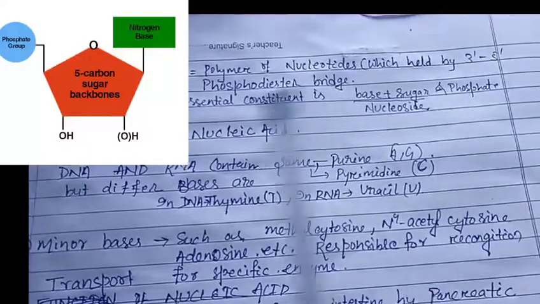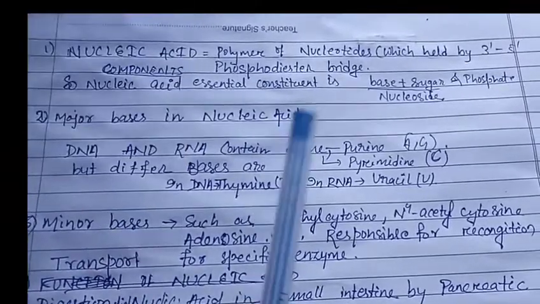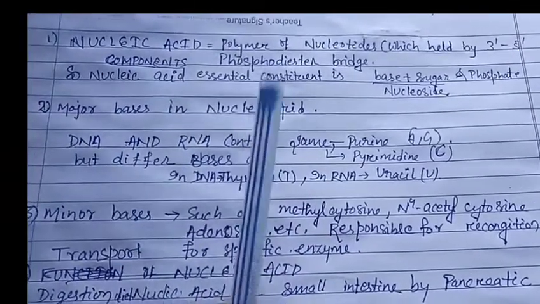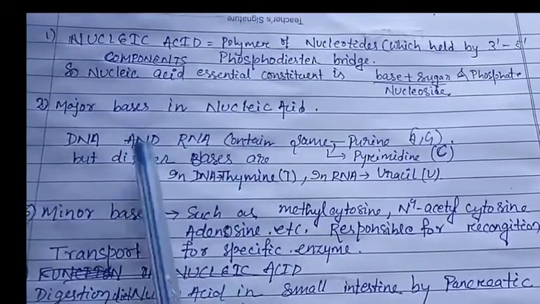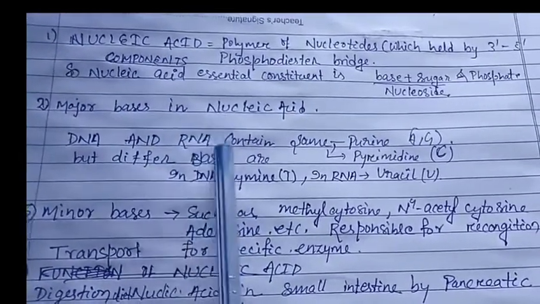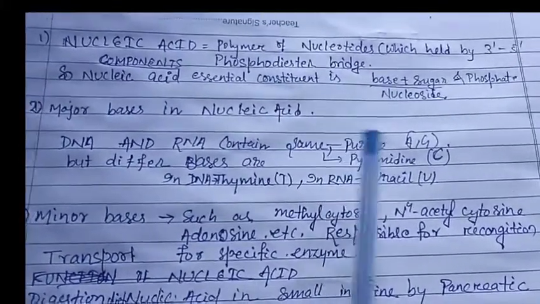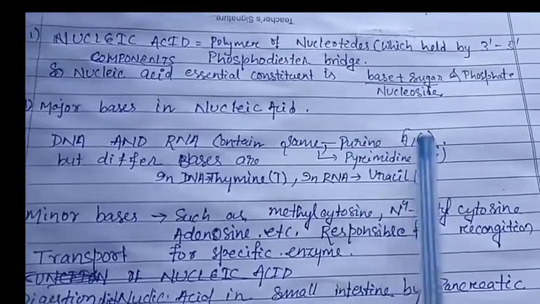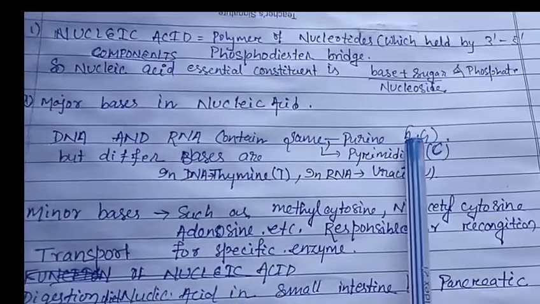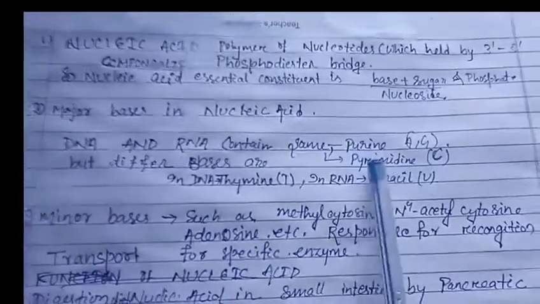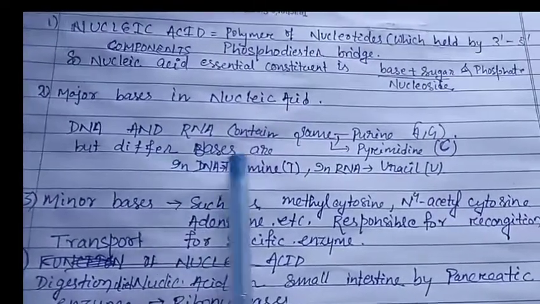You can see it. Then, the major bases of a nucleic acid. What are the bases present in nucleic acid? Mainly we discuss nucleic acid through two examples, DNA and RNA, because these are the most prominent nucleic acids found in our body. DNA and RNA have some of the same bases: the major purine bases are A and G, that is adenine and guanine, and the pyrimidine is C, cytosine. But they also have different bases.